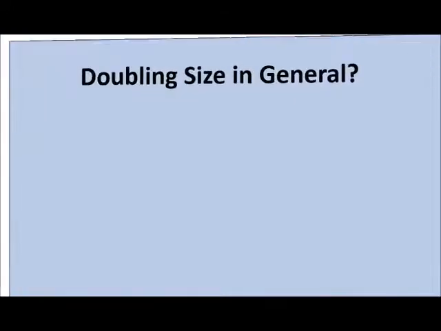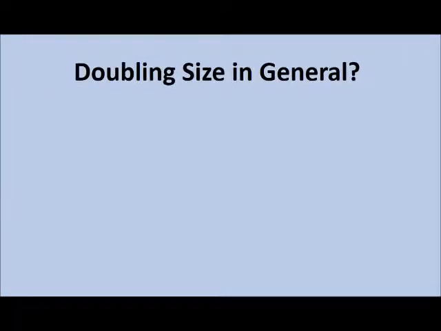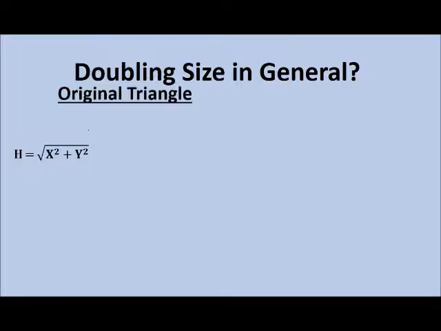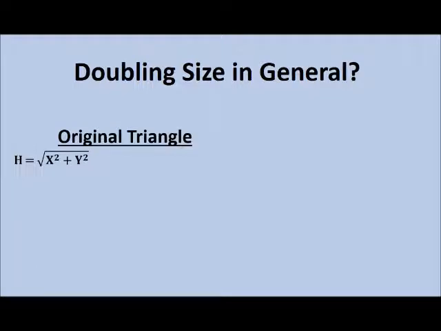So now, let's see if the doubling of the hypotenuse holds up when we start with a general right triangle with lengths of x and y. Remember that x and y can represent any numbers. Using the Pythagorean theorem, we get a hypotenuse of the square root of x squared plus y squared. So this is our original triangle. Next, let's try a triangle whose legs have doubled in length, in other words, 2x and 2y.